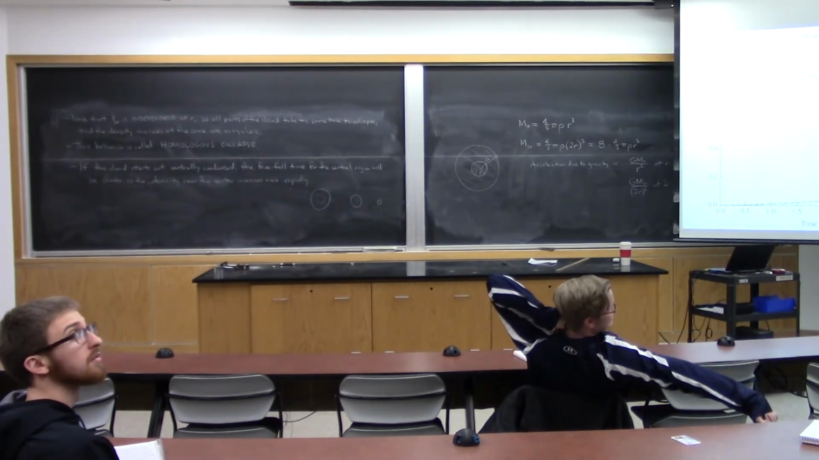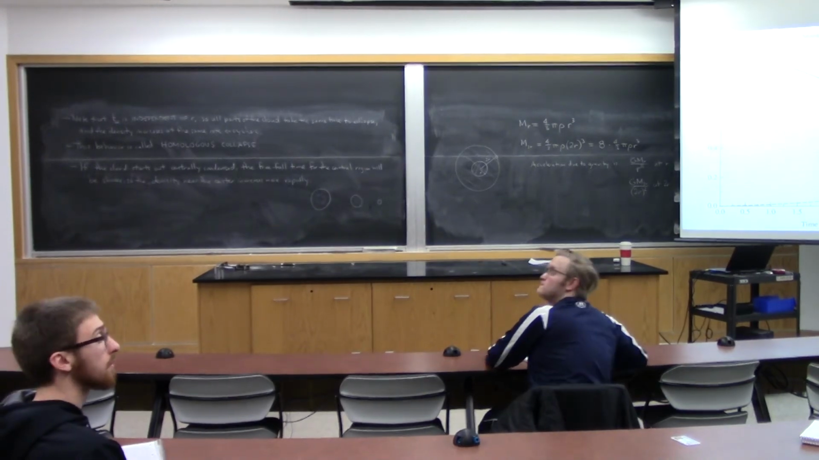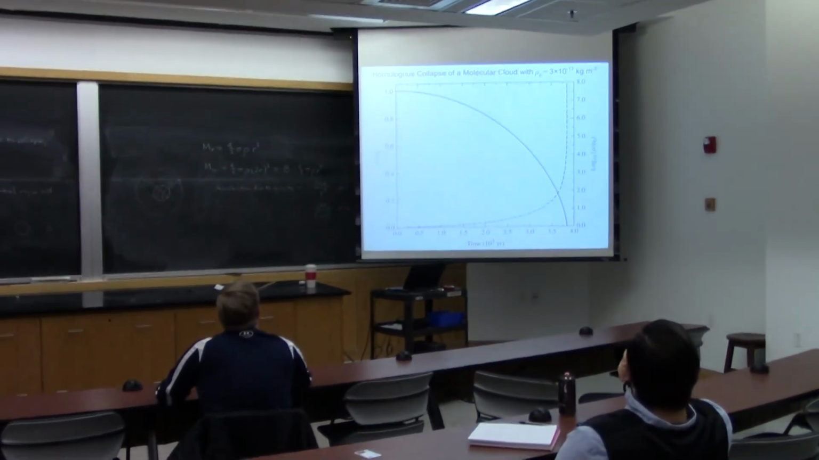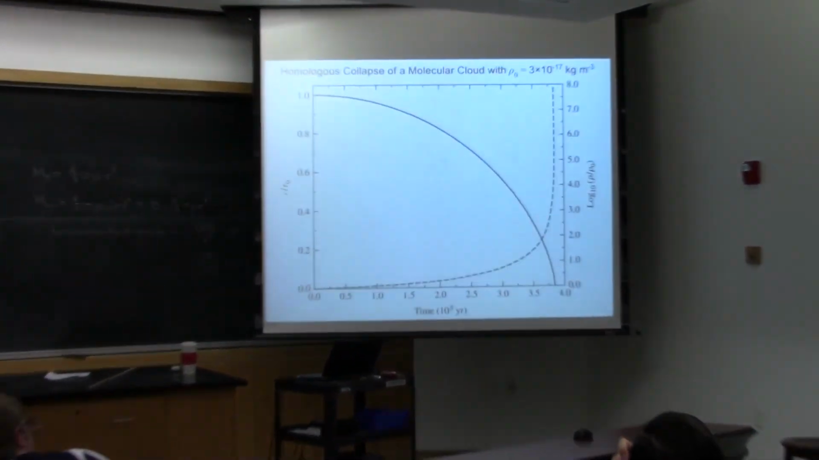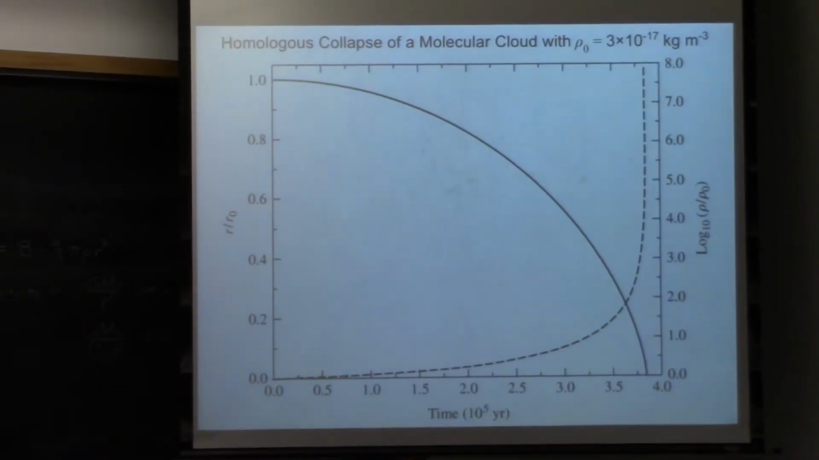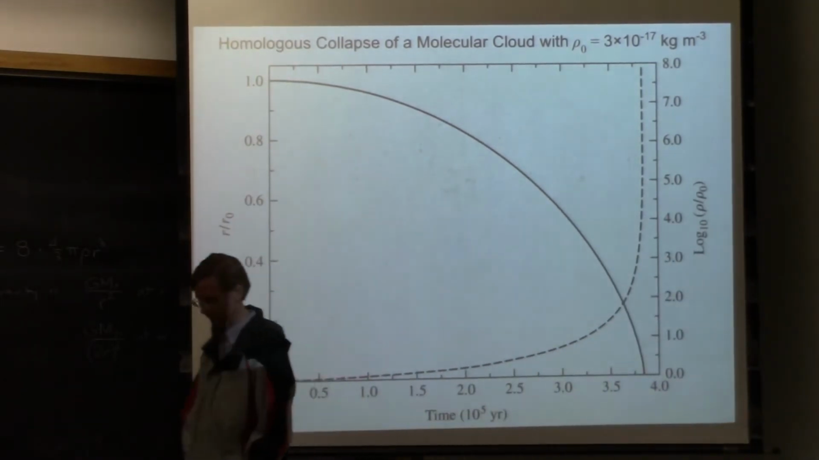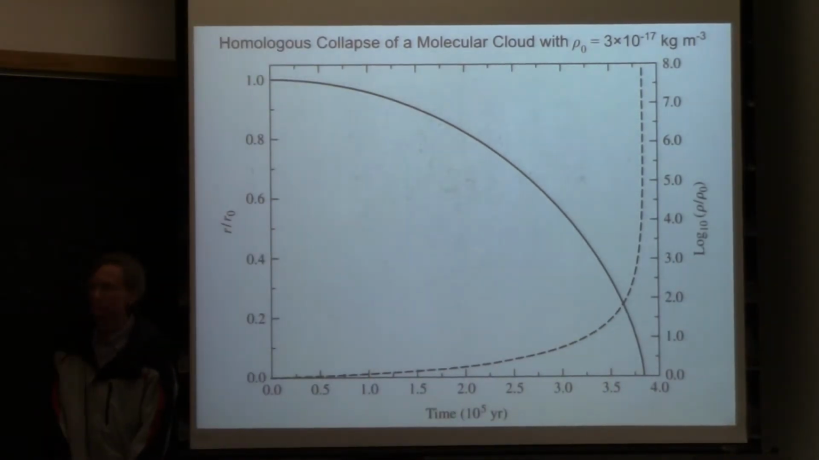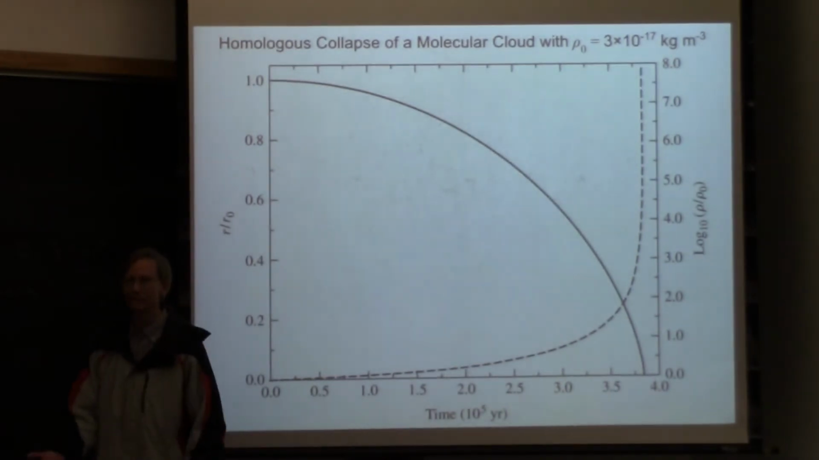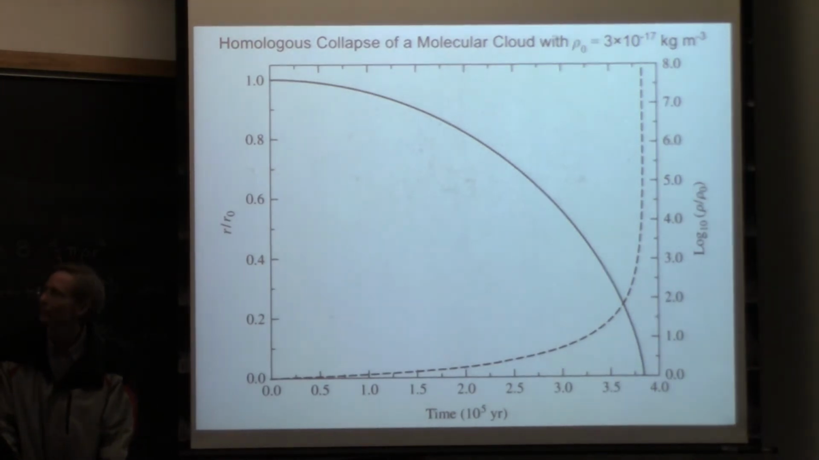So this is a plot from the book for a homologous collapse. I have a molecular cloud where the initial density is 3 × 10⁻¹⁷ kilograms per cubic meter. Because the free fall timescale is independent of the radius of the cloud, we get exactly the same plot no matter how big the cloud is initially. It only depends on the density. The free fall timescale only depended on the density and G, and the 3π over 32 or 32 over 3π or whatever it was.